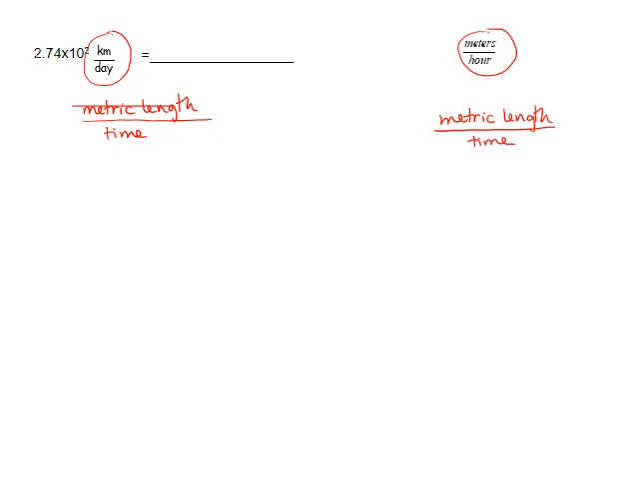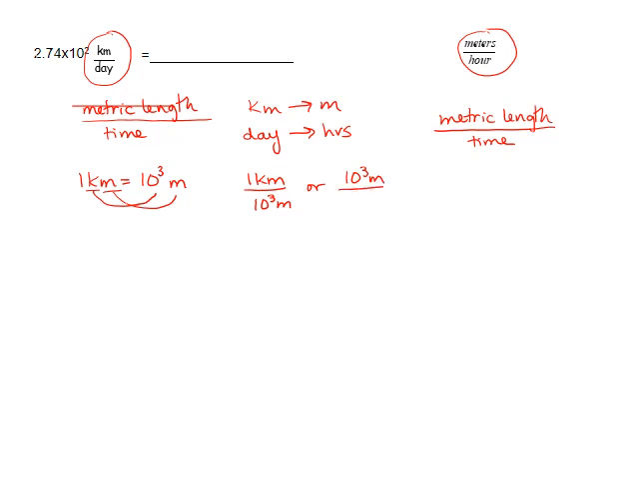We can do each of these conversions separately. We'll first convert kilometers to meters and then deal with the days to hours. We need a conversion factor between kilometers and meters. Again, this is a metric to metric conversion involving prefixes. 1 kilometer is the same as, kilo means 10 to the third, 10 to the third what? 10 to the third meters. We can write two conversion factors for this equality. 1 kilometer is 10 to the third meters, or 10 to the third meters is the same as 1 kilometer.